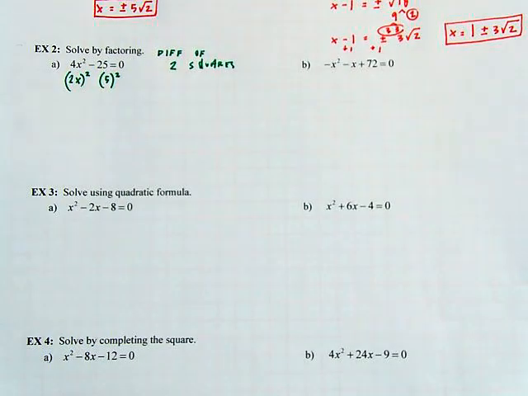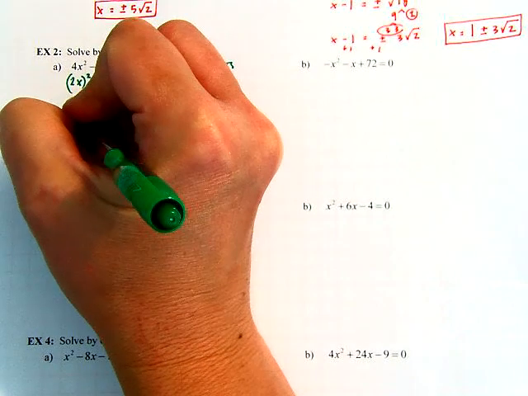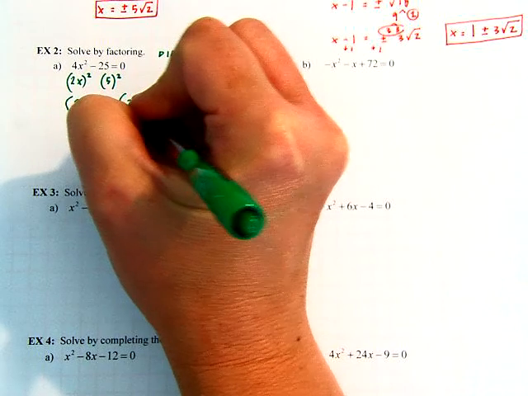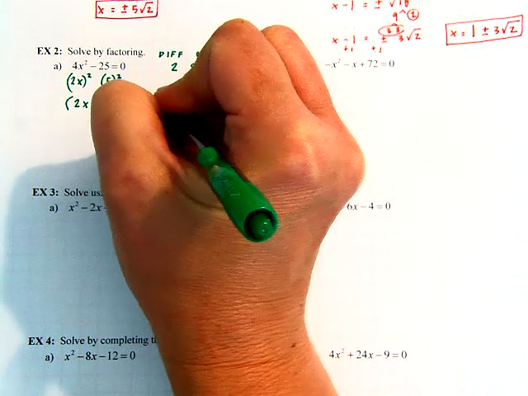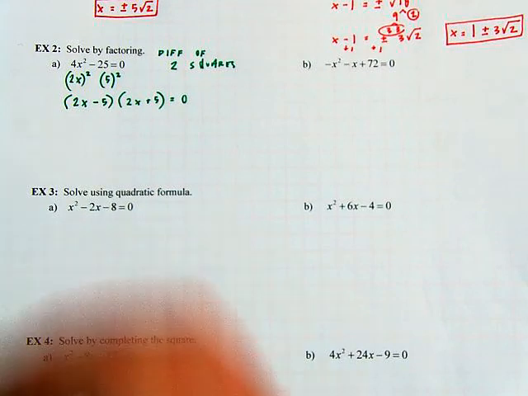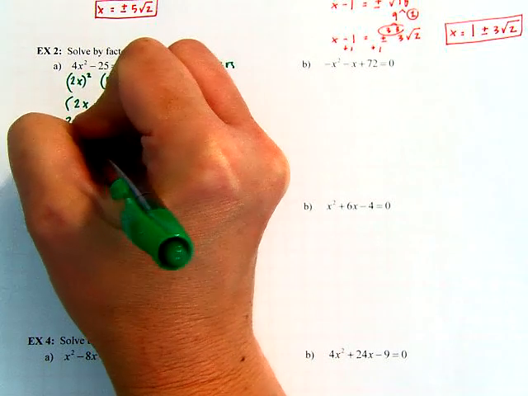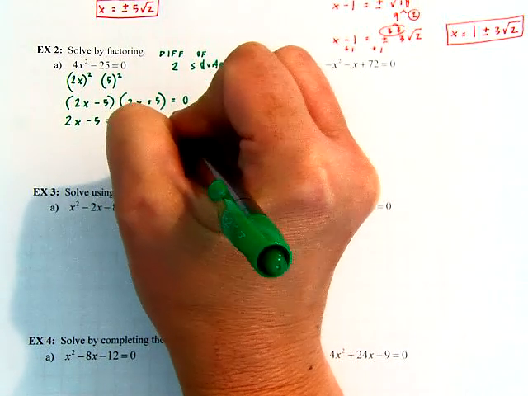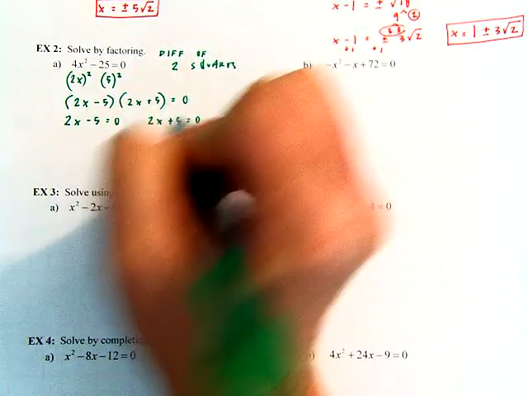So then I can rewrite this as the product of 2x minus 5 times 2x plus 5, all equal to 0. So now I can take each factor and set it equal to 0 and solve for x. So 2x minus 5, all equal to 0. 2x plus 5, all equal to 0.